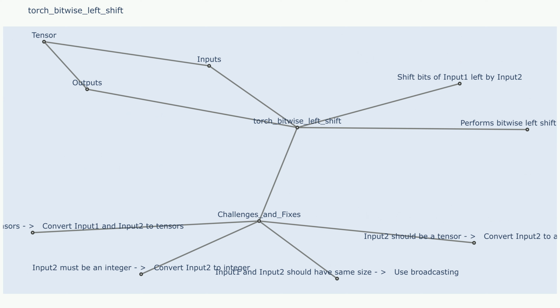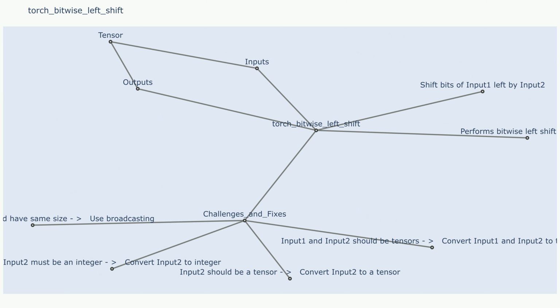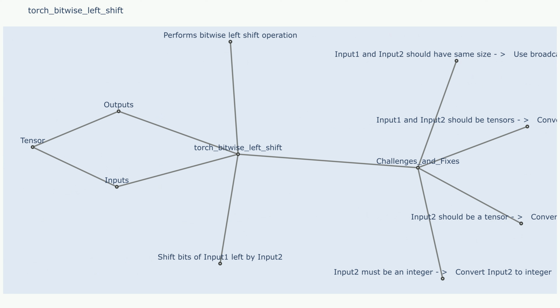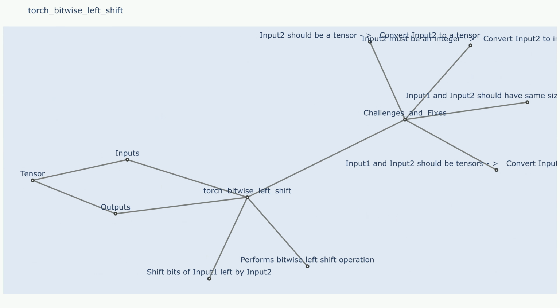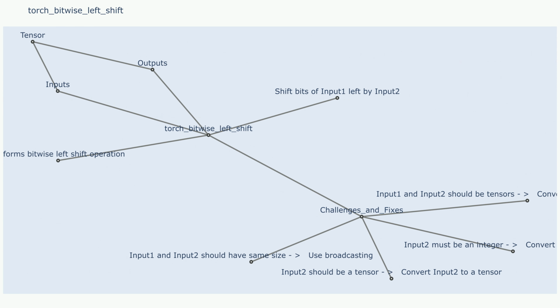Outputs. Output 1: a tensor of the same size as the input tensor. Each element of the output tensor is the result of shifting the corresponding element in the input tensor left by the number of positions specified by the corresponding element in the second input tensor. Steps. For each element in the first input tensor, the operation shifts the bits of the element to the left by the number of positions specified in the corresponding element of the second input tensor. Zeros are filled in the positions that are vacated by the shift.